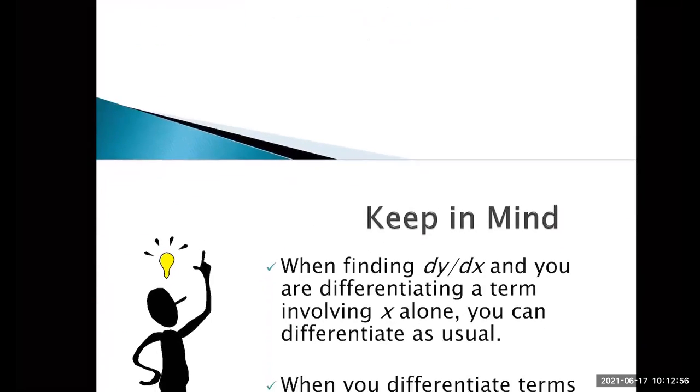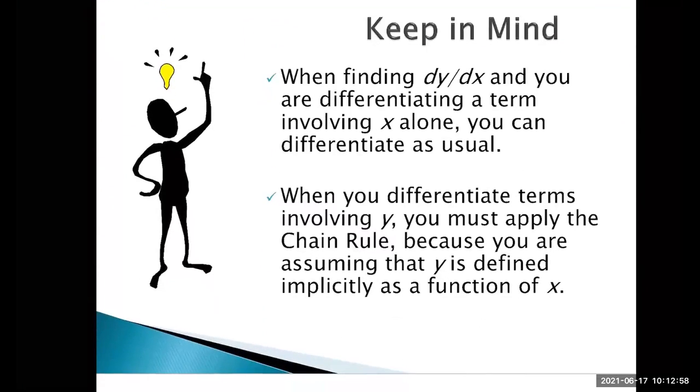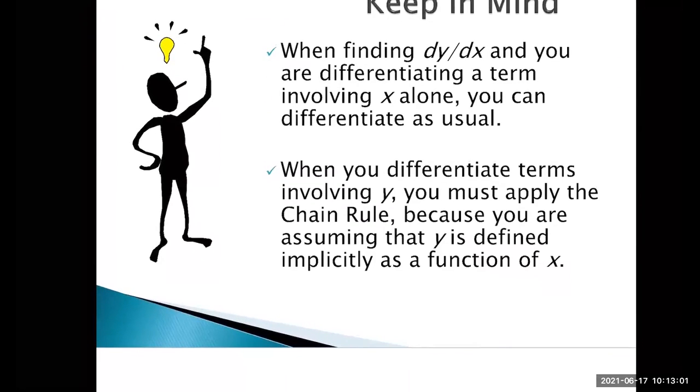So these are the things that you have to remember when we start using implicit differentiation. Whenever we find dy dx, and you are differentiating a term that only has an x, for instance, I'm just going to make one up here real quick. I only put one term in there. But we know that if you find the derivative with respect to x of 3x squared, you're just going to get 6x. That looks normal, right? So that's what I mean by you can differentiate as usual because there's no y in this term.